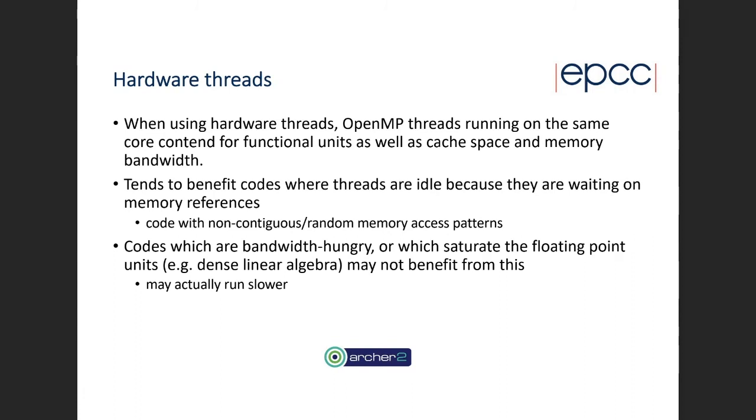Codes which take a lot of cache misses can benefit from hardware threads, because while one thread is stalled waiting for memory accesses, the other thread can make progress. Codes which are bandwidth hungry or which saturate the floating point units, things like dense linear algebra, may not benefit from hardware threads, and you may actually find that the code runs slower. As I mentioned yesterday, that is why they are often disabled by default on a lot of systems.